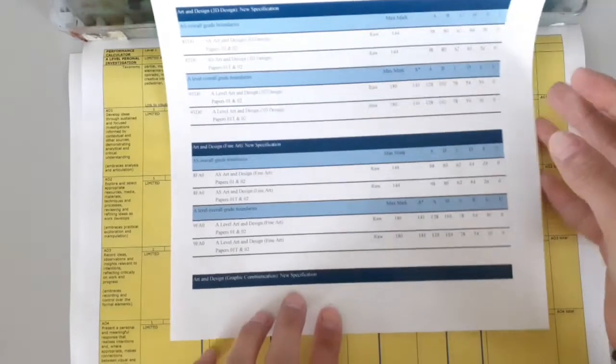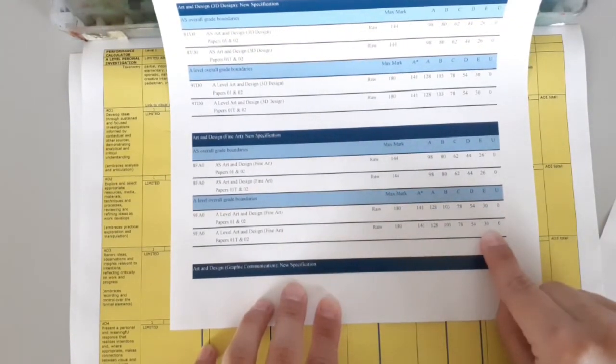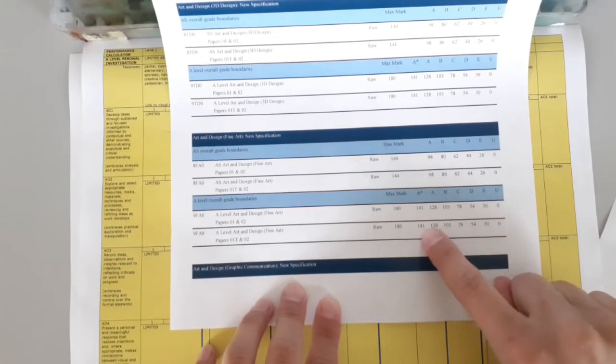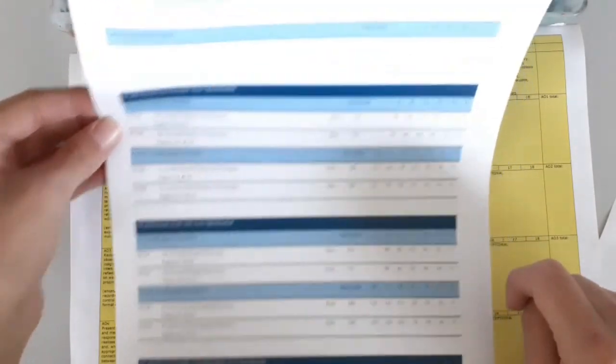This is the, so that they are the grade boundaries from 2019. That's what you need for an E, that's what you need for a D, C, B, A star. And that's for the A level.